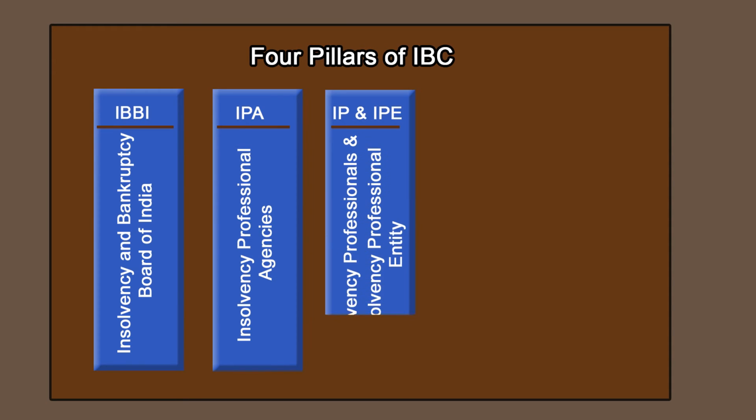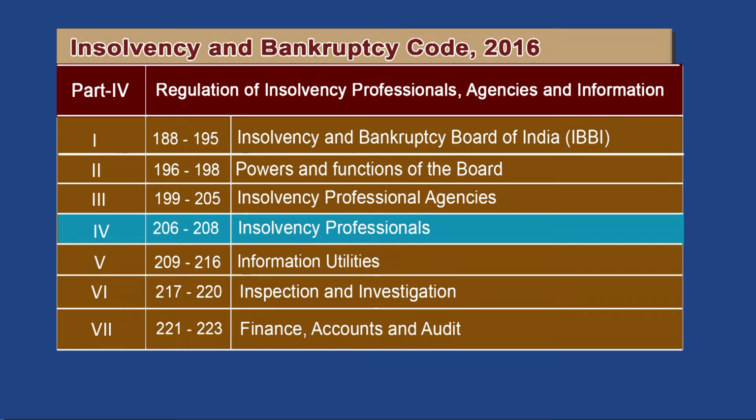Students, let us now discuss the third pillar of IBC, that is Insolvency Professional. Part 4, sections 206 to 208 deal with insolvency professionals, including insolvency professional entities. Insolvency professionals are instrumental mainly in execution of CIRP and the liquidation process, and also play a vital role in bankruptcy, and they are front officers in implementation of IBC. Let us understand the provisions regarding insolvency professionals.